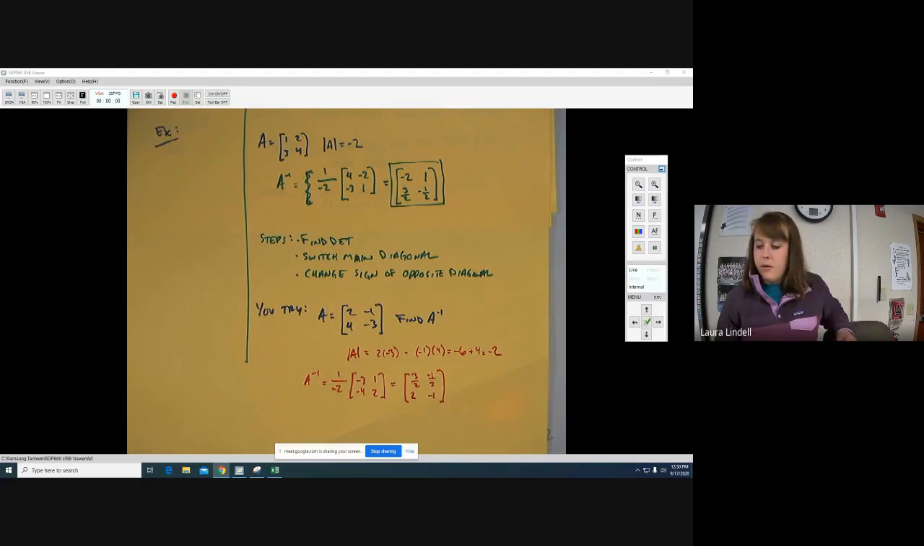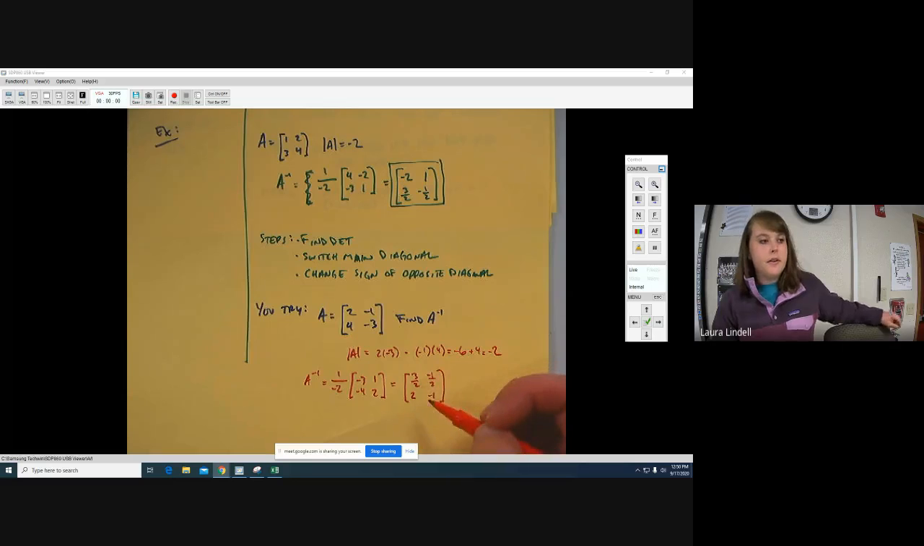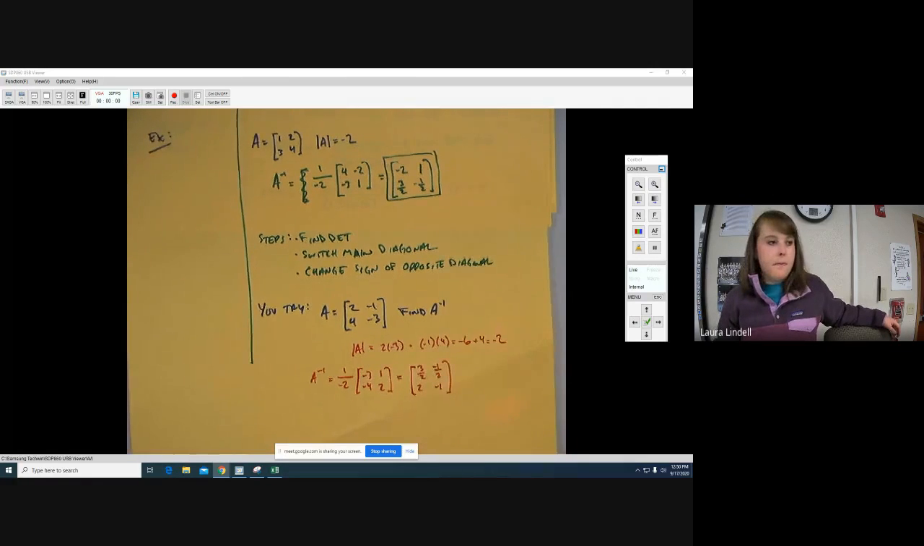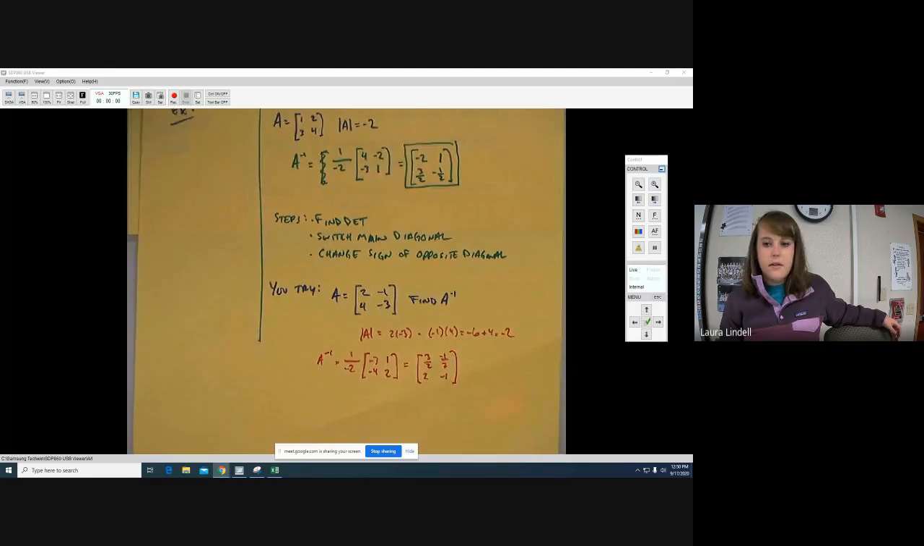Okay, so we should have gotten 3/2, -1/2, 2, -1 for our inverse. So remember, we just switch the ones on the main diagonal and then change the sign on the opposite diagonal. And then divide through by your determinant. Okay, so on a scale of 1 to 5, 1 being I'm totally lost, 5 being this is super easy so far, how are we feeling about finding inverses of 2x2s?